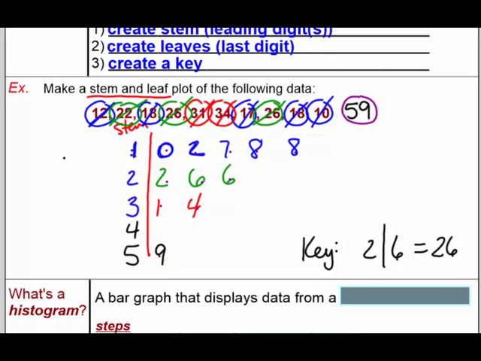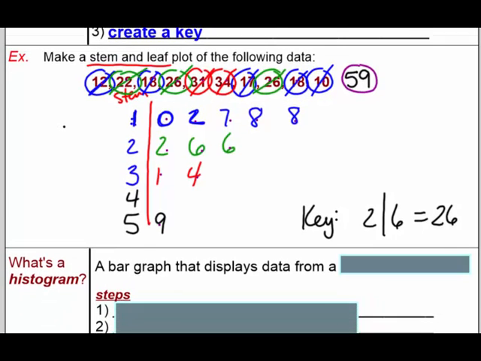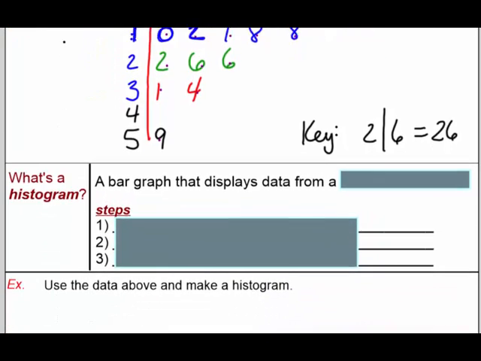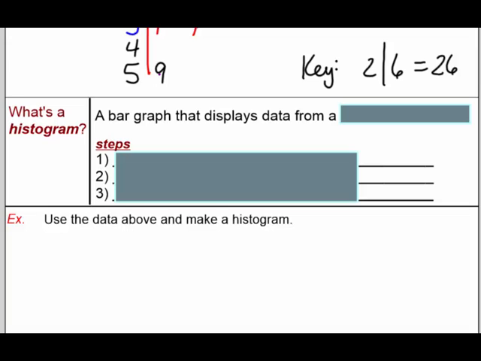I'm going to delete that. What a stem and leaf also helps us do is to make a histogram. So let's scroll down and let's take a look at what a histogram is. A histogram is a bar graph that displays data from a frequency table. Okay, it's a little bit different than a regular bar graph. It's different in that it uses a frequency table to display in a bar graph.